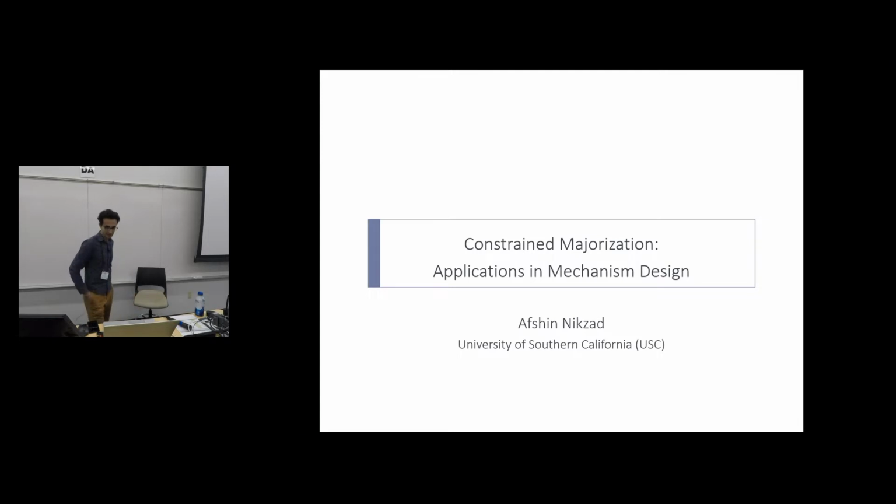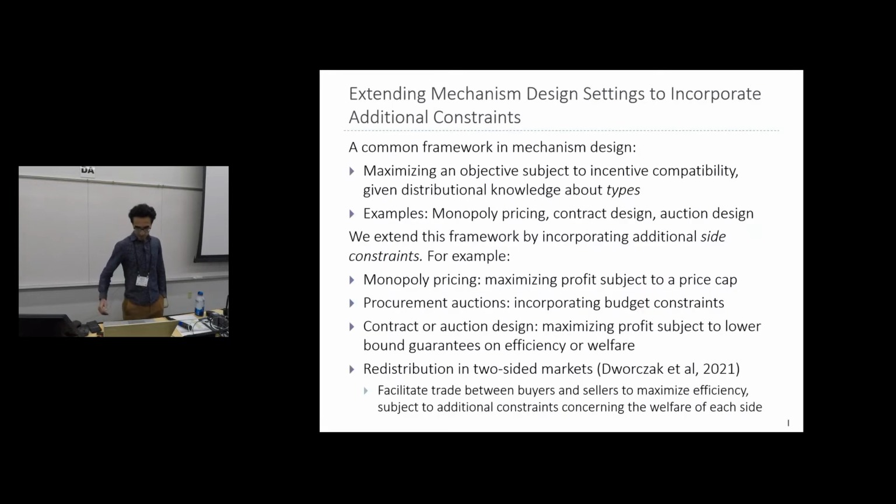I'm going to tell you about constraint majorization and its applications in mechanism design. A typical framework in mechanism design specifies an objective function and optimizes it subject to incentive constraints. For example, think about revenue maximizing auctions, or even simpler examples like the monopoly pricing problem. What we do is extend this framework.